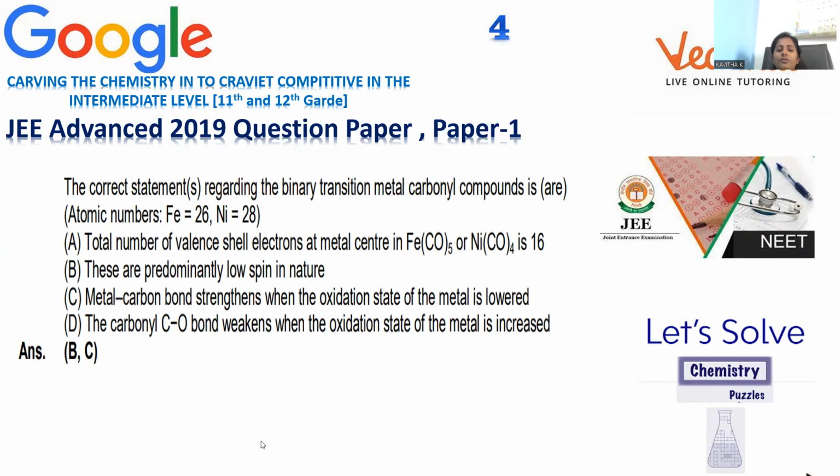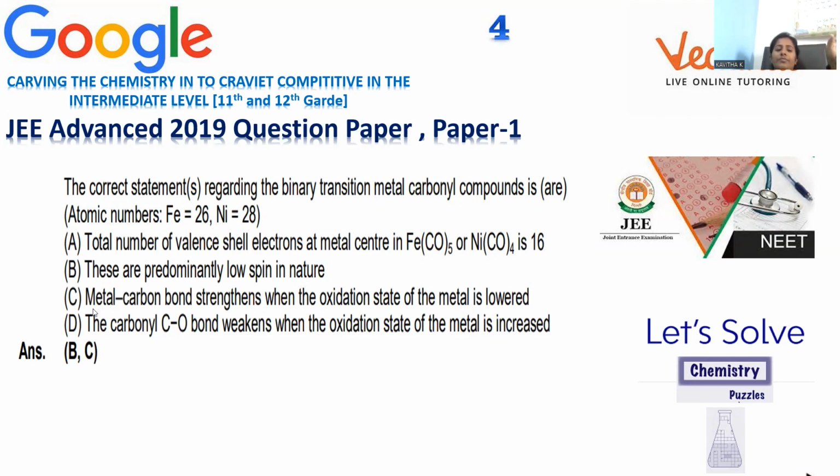And the metal is +4. So what can we say? The metal carbon bond is stronger in the +2 oxidation state than in +4. So the lower the oxidation state, the higher the strength. When the oxidation state of the metal is lowered, the strength of the bond increases. Inverse proportionality, right? And the statement that the carbon oxygen bond weakens when the oxidation state of the metal is increased is the wrong one. When the oxidation state of the metal increases, the carbon oxygen bond does not weaken.